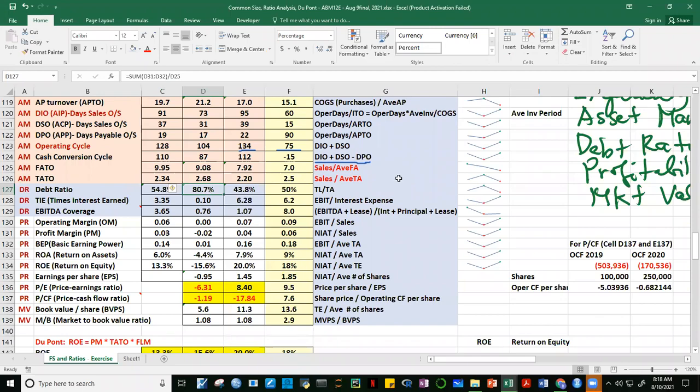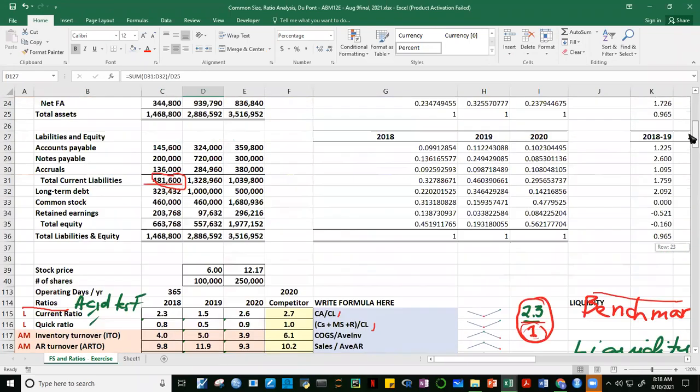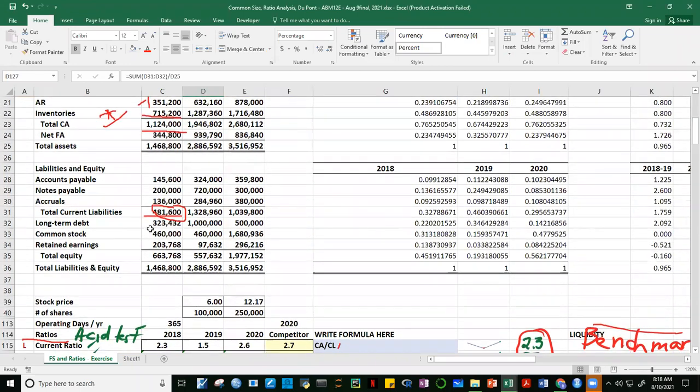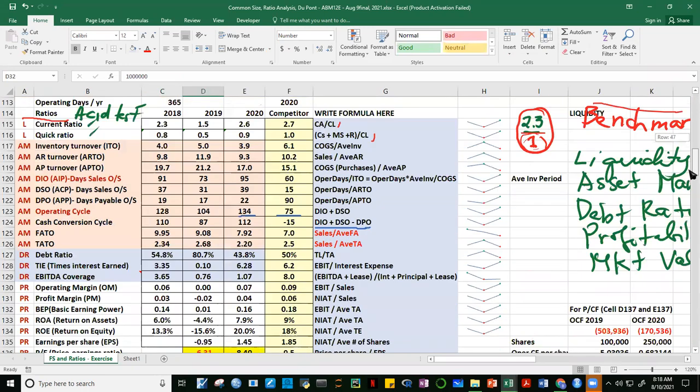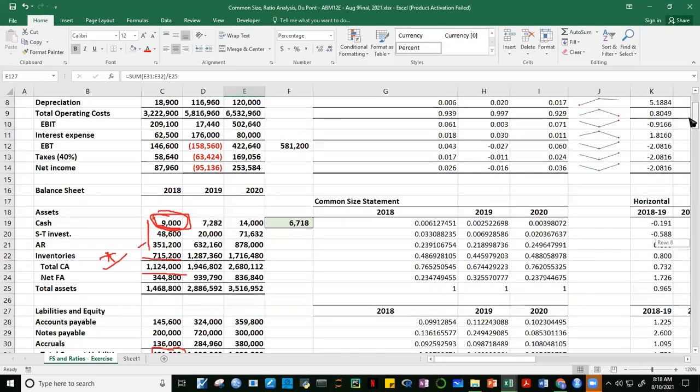So, nung 2018, 2019 para lumaki siya, naging 80%. And that's attributable to, kung titingnan kasi natin dito, long-term debt nag-increase, no? Naging 1 million. From 323, naging 1 million siya. So, there was huge borrowing nung 2019, kaya lumaki siya. And then, it went down to 43% nung 2020 kasi nagbayad dito ng principal din.